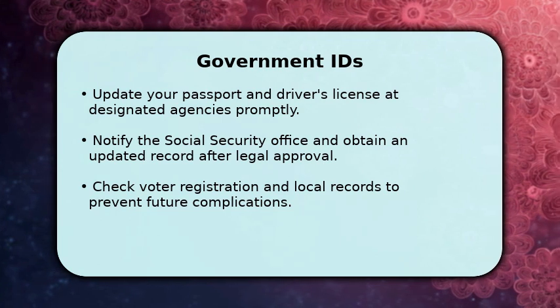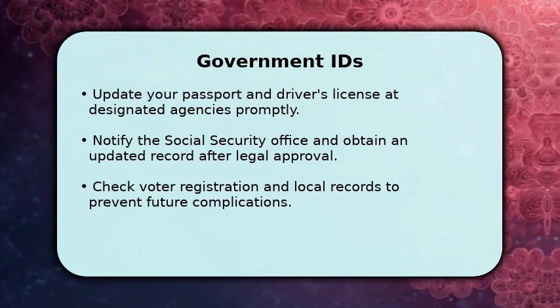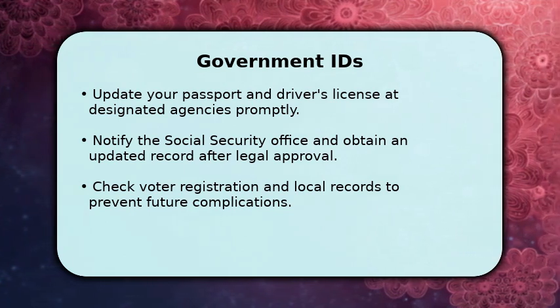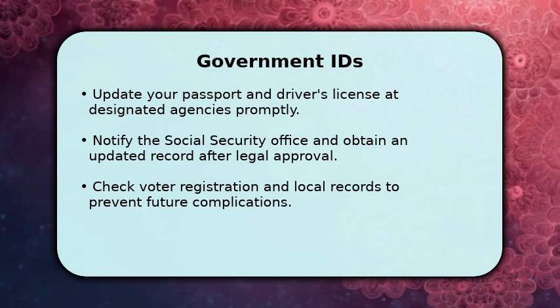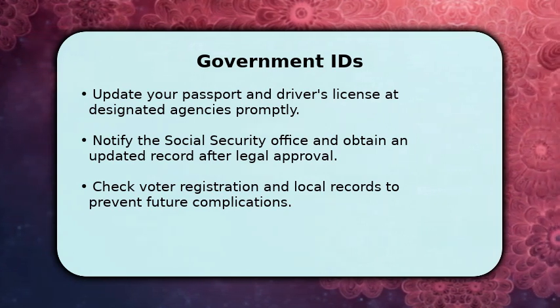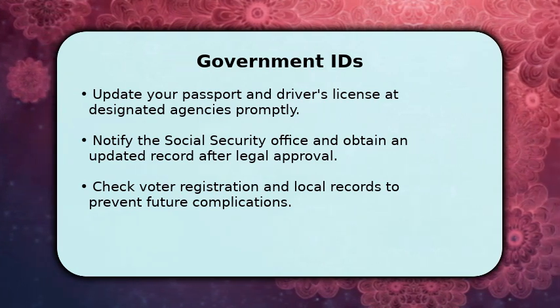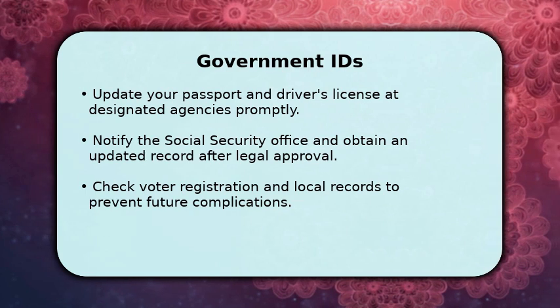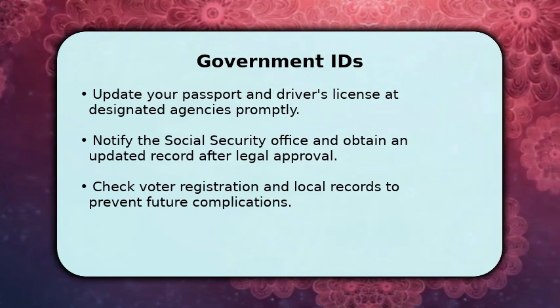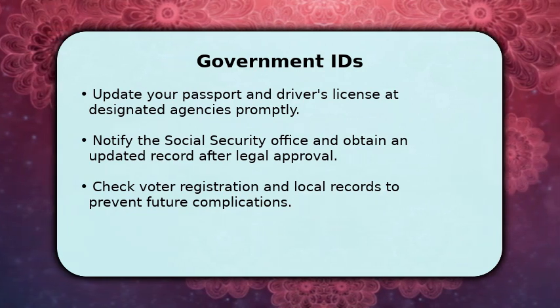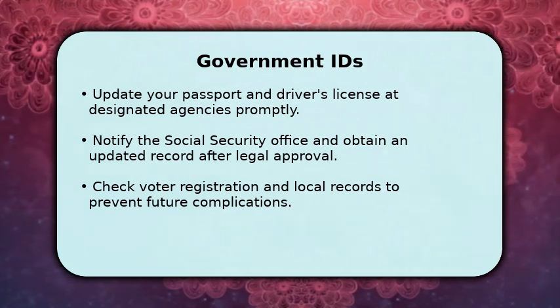Start by updating government-issued ID like passport and driver's license, then social security records. Visit agencies in person when required and bring originals plus certified copies. Some offices allow online or mail updates, so verify procedures beforehand. Timing matters. Renewals may expedite changes. Confirm that new documents reflect the exact spelling and format to avoid mismatches.